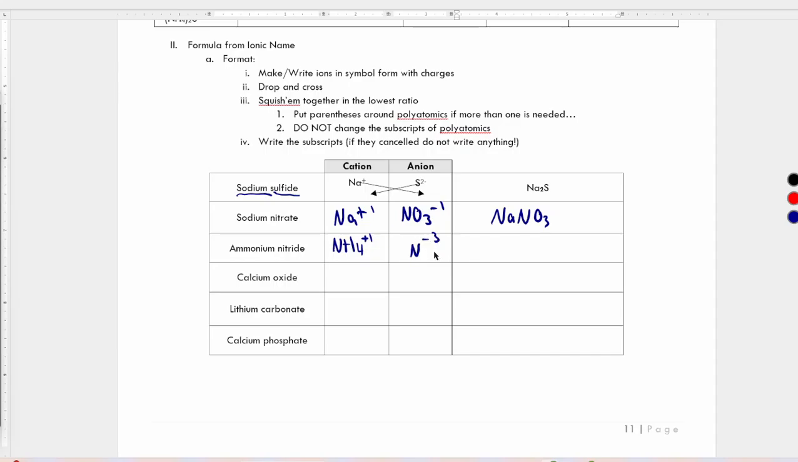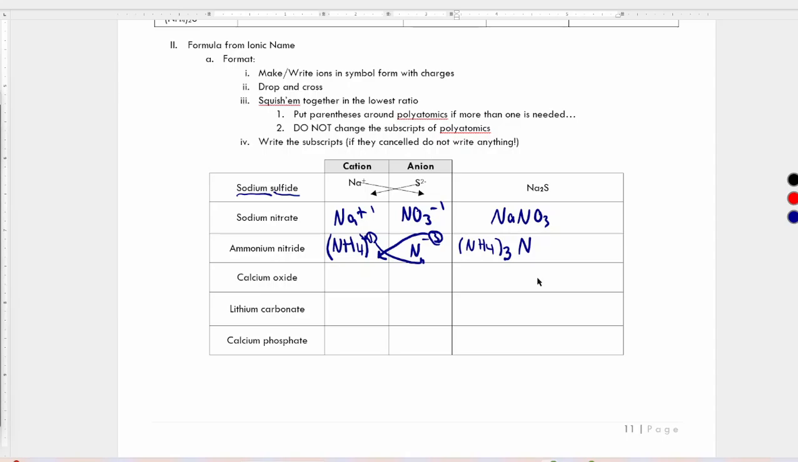So nitrogen has a charge of -3. Do these numbers match? No, they don't. So I have to do crisscross applesauce. I'm going to be very careful. I'm going to put this one in parentheses just in case. I'm going to take this number, not the charge, and put it down here. And I'm going to take this number and put it down here. I'm going to end up with (NH4). Remember that 3 went down here, so 3 goes on the outside. And then N1, and I don't have to write the 1.